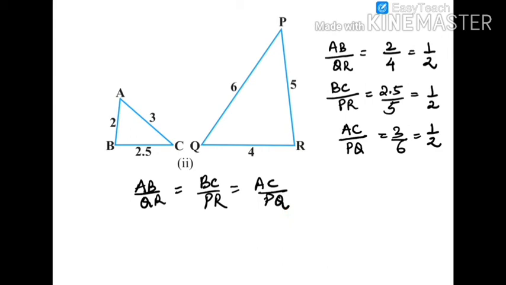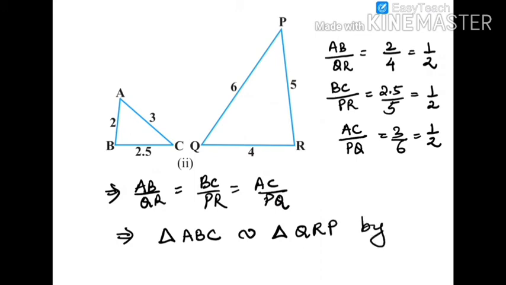Write down the similarity of these two triangles in symbolic form. Triangle ABC will be similar to triangle. What will be the order for the second triangle? Vertex A corresponds to Q. Vertex B of the first triangle corresponds to R and C corresponds to P. So we can write the second triangle as QRP. So triangle ABC is similar to triangle QRP by SSS.